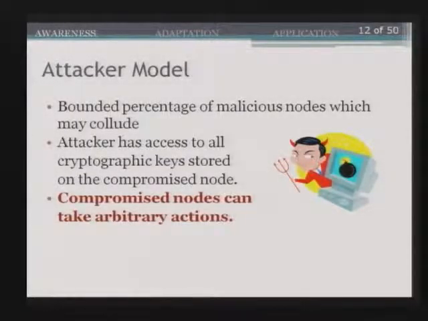The attacker model we use is a bounded percentage of malicious nodes. The attacker has access to all cryptographic keys stored on a compromised node, and compromised nodes can perform any arbitrary action. So they are Byzantine nodes and can perform whatever they want.